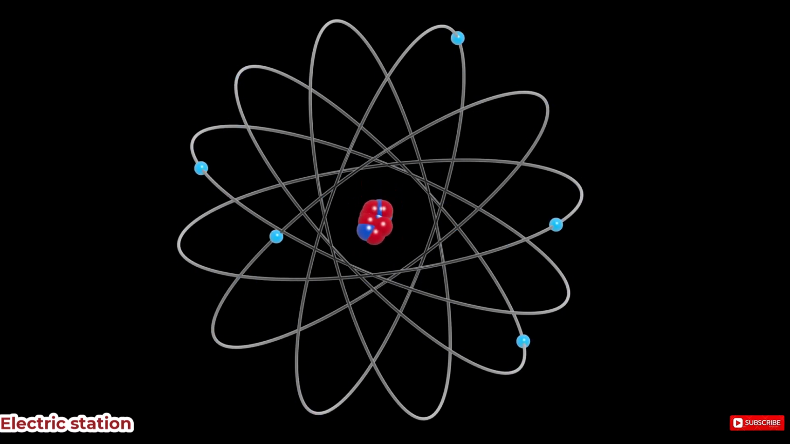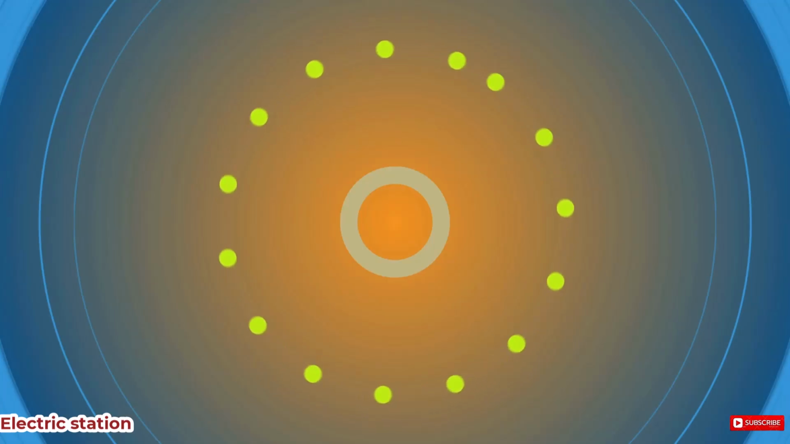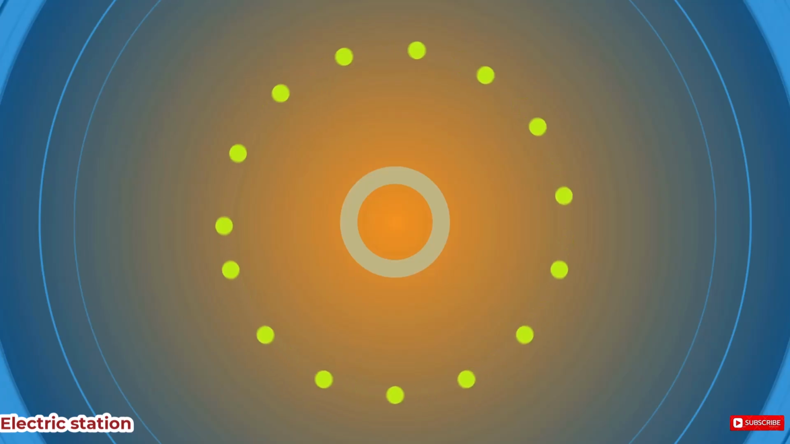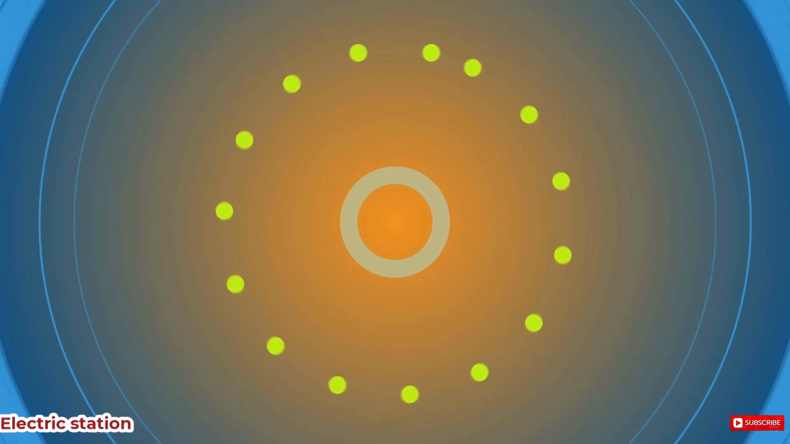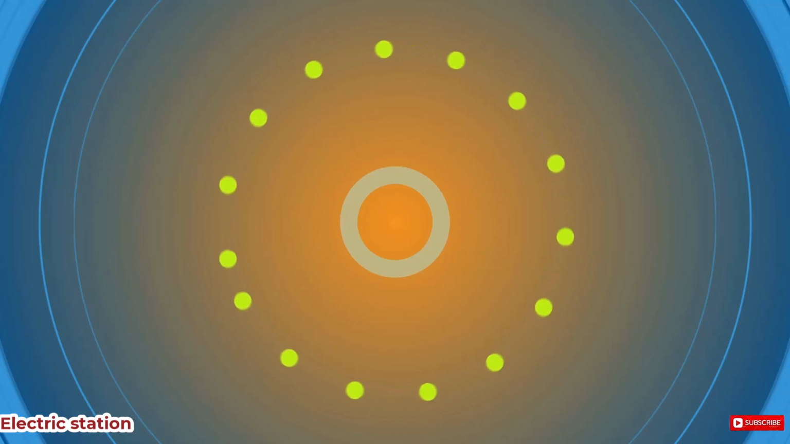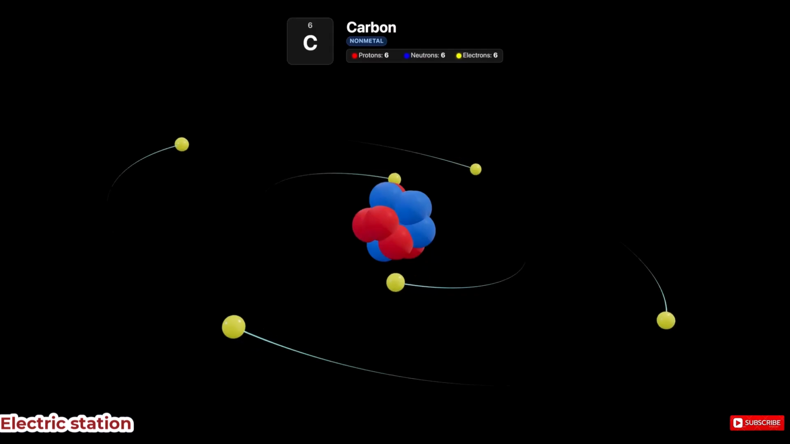Show classical orbit animation. For a long time, scientists imagined electrons orbiting the nucleus, like planets around a sun. But reality is far more fascinating. Transition into quantum cloud visualization.